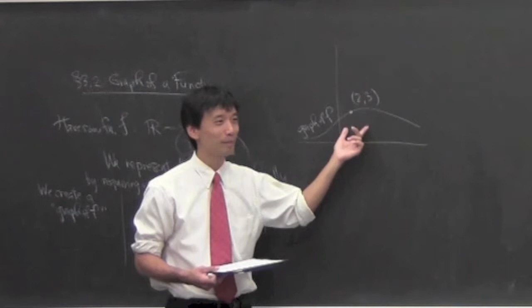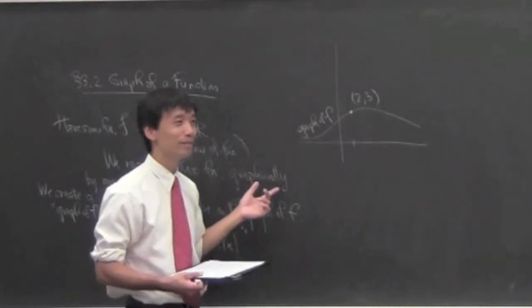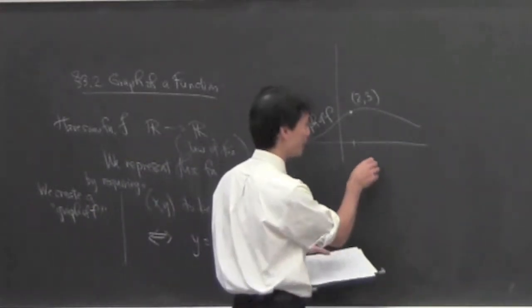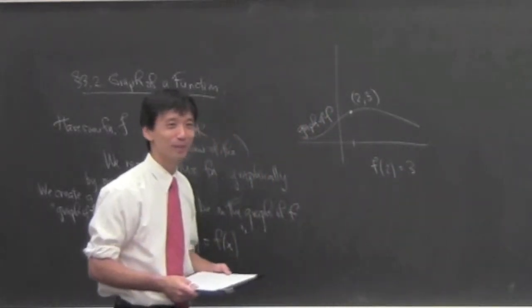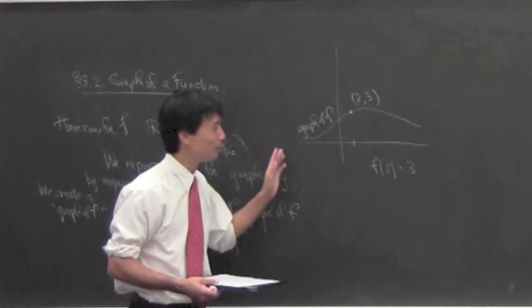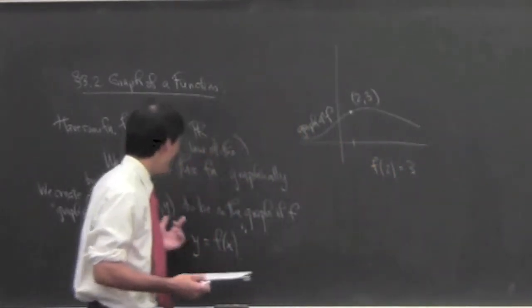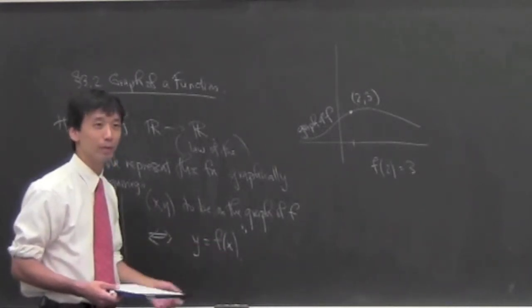Sophie? That you can plug 2, 3 into the function. If you put in 2, you'll get 3. Yes, that's it. And f of 2 is 3. So that's what it means to be a point on the graph. x, y being on the graph means that the y value is f of the x value.